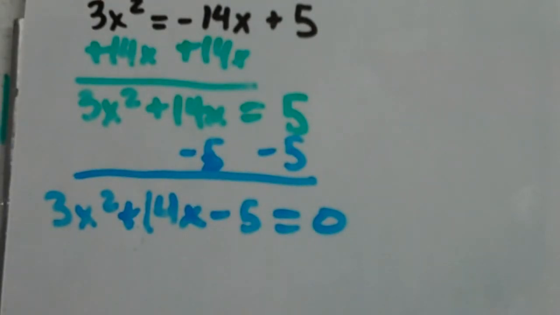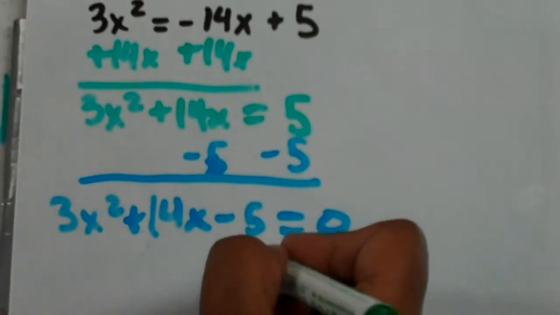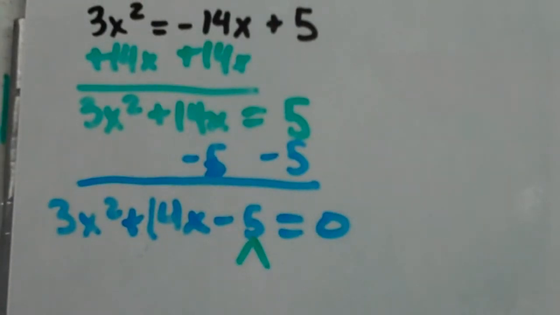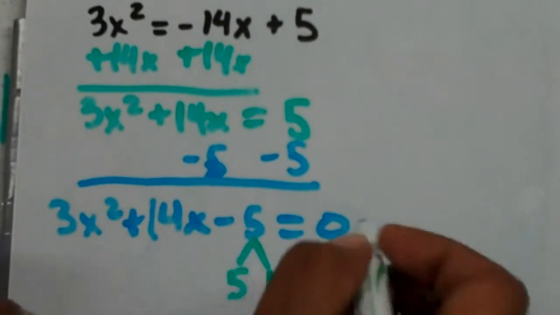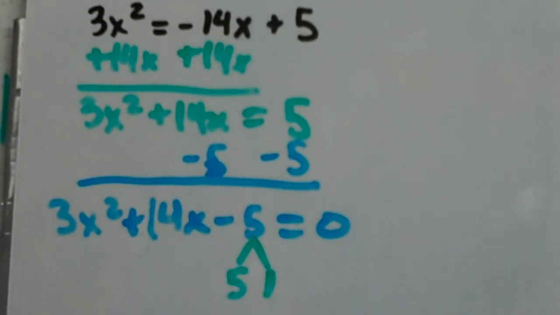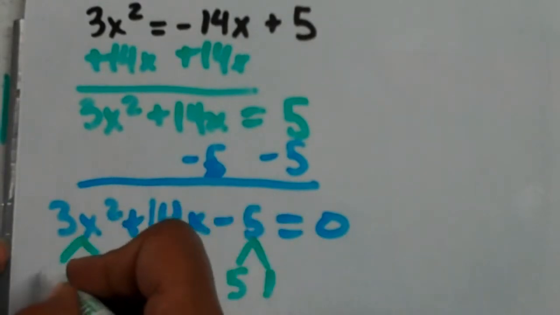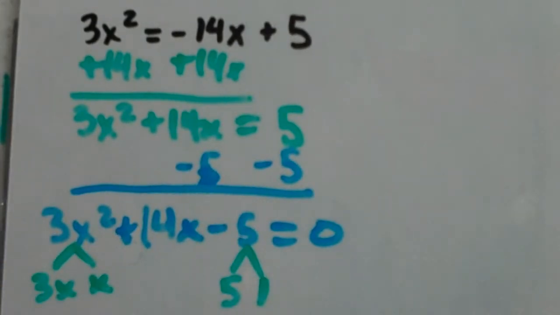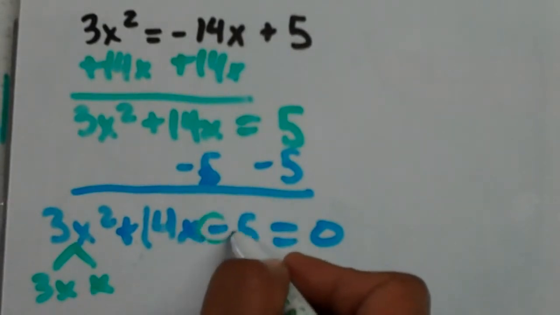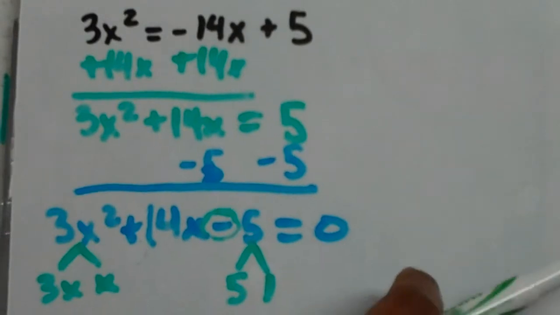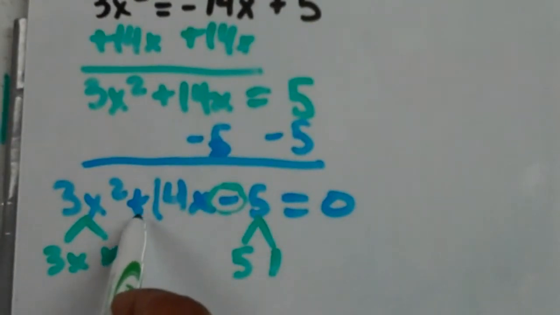So let's work here and figure out what values are going to work. We have 5. The only factors that will give us a 5, since it's prime, would be 5 and 1. And then we look at the front and we see that the only thing that can make a 3x squared would be a 3x and an x. And we see that the signs have to be opposite because there's a negative sign. And then our middle term is a positive 14, so when we actually try to solve, we want to make sure that we get a positive 14 left over.